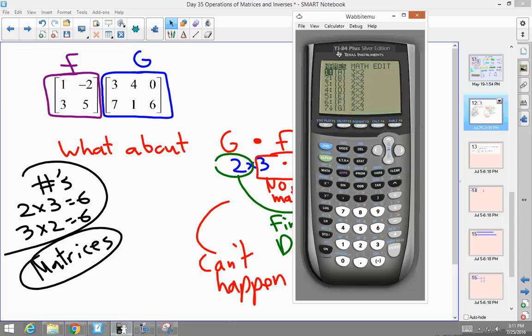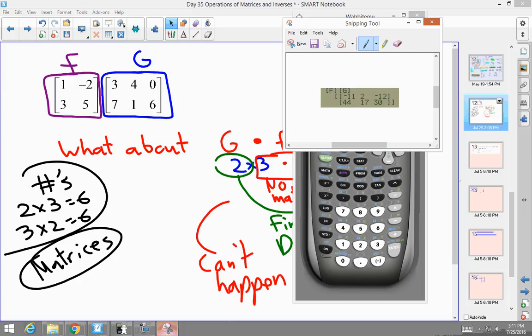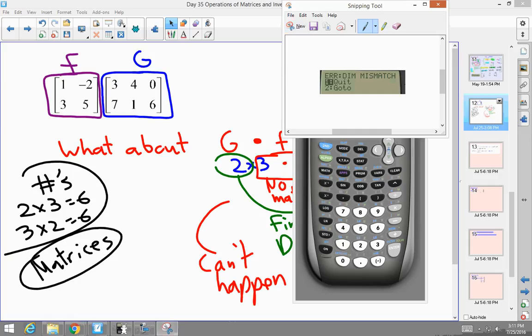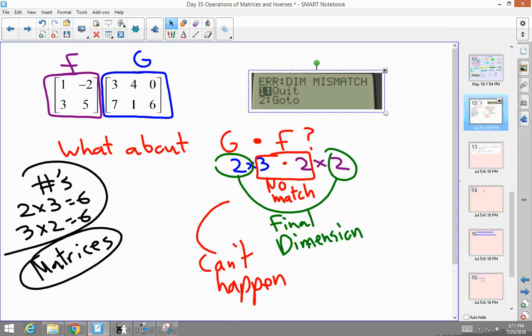And if I showcase that on the calculator, you're going to see the error. So if I do matrix G, matrix F, it says dim mismatch because I didn't pair up again. The insides didn't match, so it does not work. Edit, paste. It fails. That's where it shows it on the calculator.